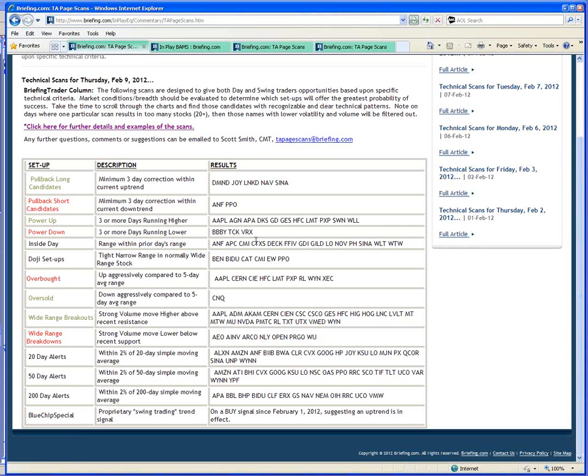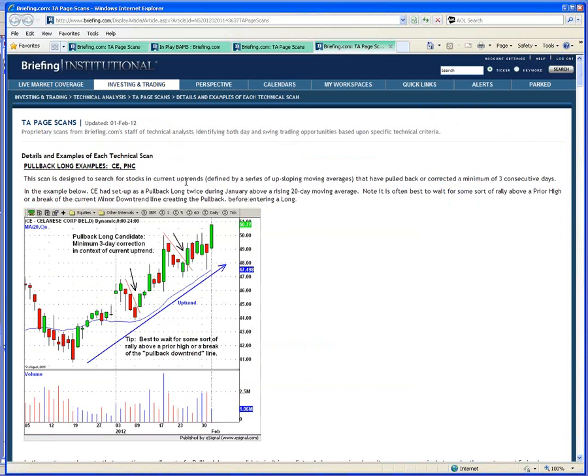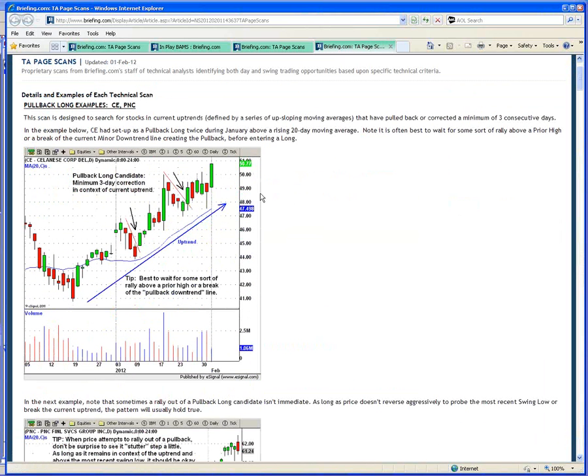To move on, so here's the scans that we had for today. There is a page right here that says click for further details and examples of the scans. I'm basically going to spend the next 10 minutes or so just walking through these, along with some other recent examples in the market that we could have traded.